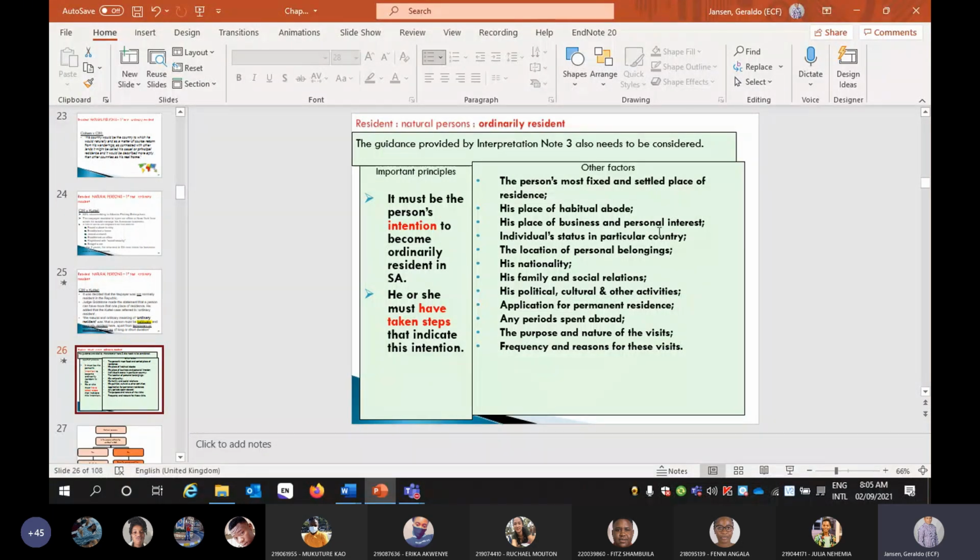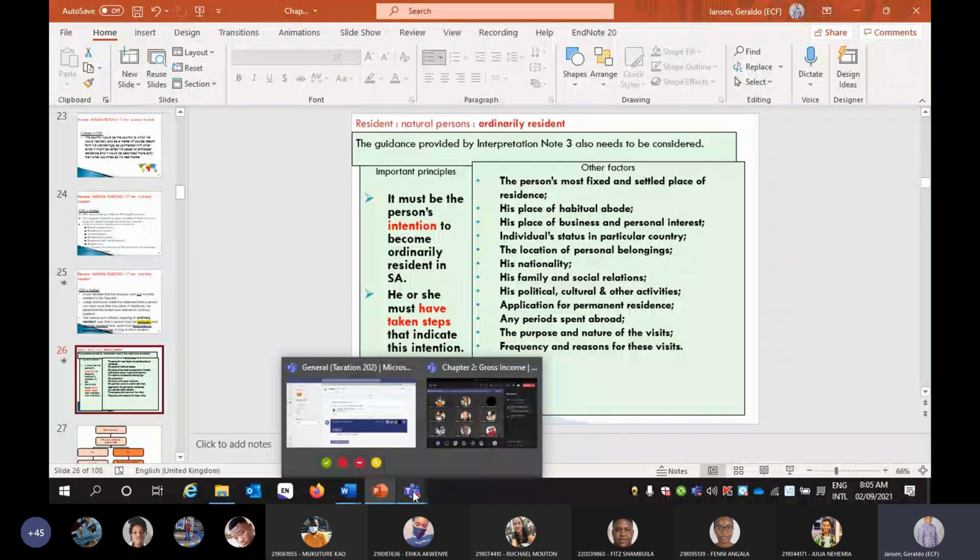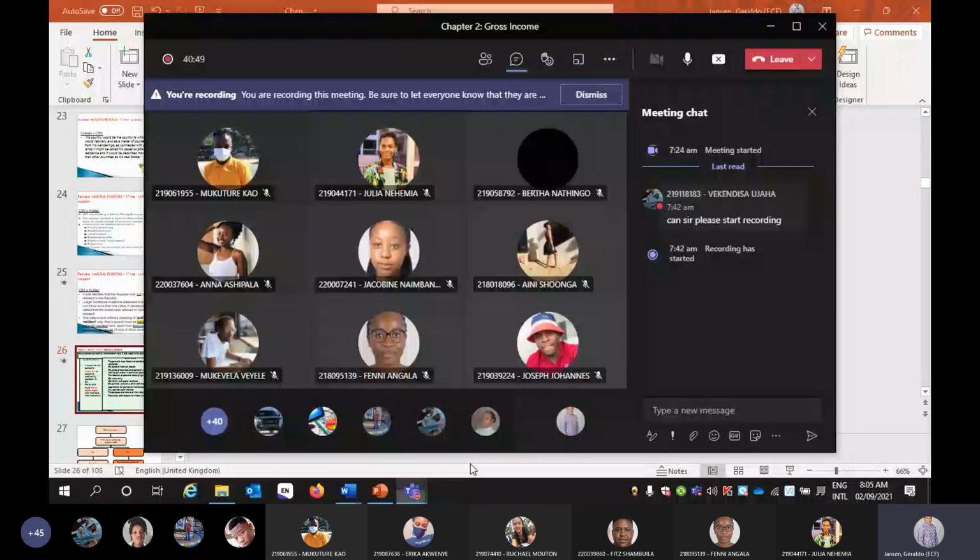Now, guys, you can see all these things are very subjective, because I might say one thing and my client might say another thing, okay? And then we will look at the individual status in the particular country. So basically what I told you earlier, did you apply for permanent residency or not? The location of your personal belongings, guys. Here we will look at, did you sell your house in South Africa? And did you buy a new house in New York? Did you buy a car there? Where are your personal belongings, or at least where are your important personal belongings?